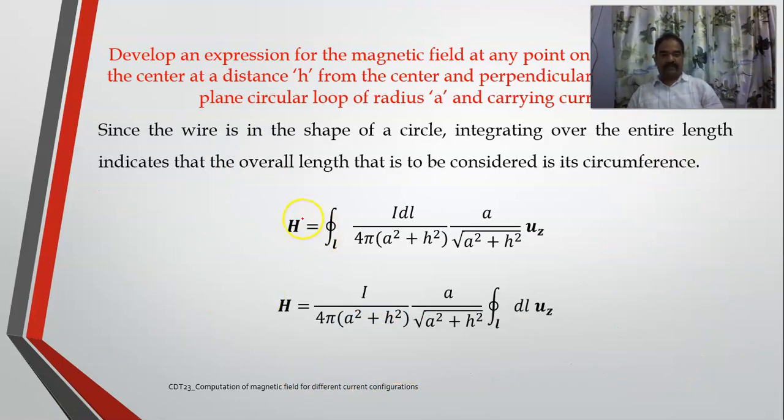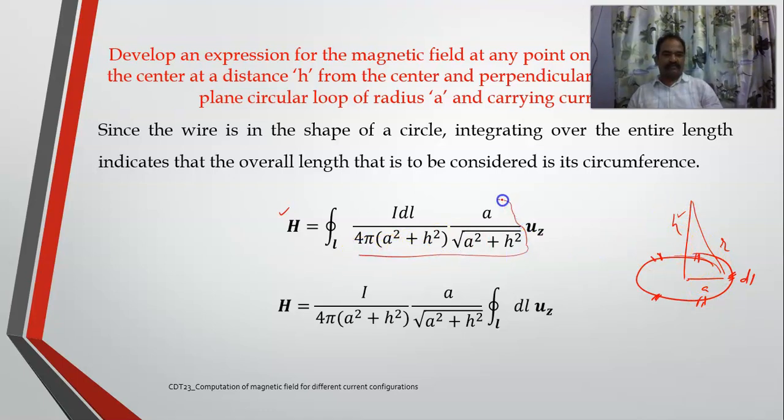So if you carefully see, to get the entire field, I should integrate it over the entire length. Right. So this is my entire length, I have considered only dl here. This is my a, this is my h. If I vary the element from here to here, will the value of a change? No, a value will not change. h value also is not going to change. So that's why I am removing these terms. a will not change, h will not change. I will remove these terms from the integral. So only dl is going to change.